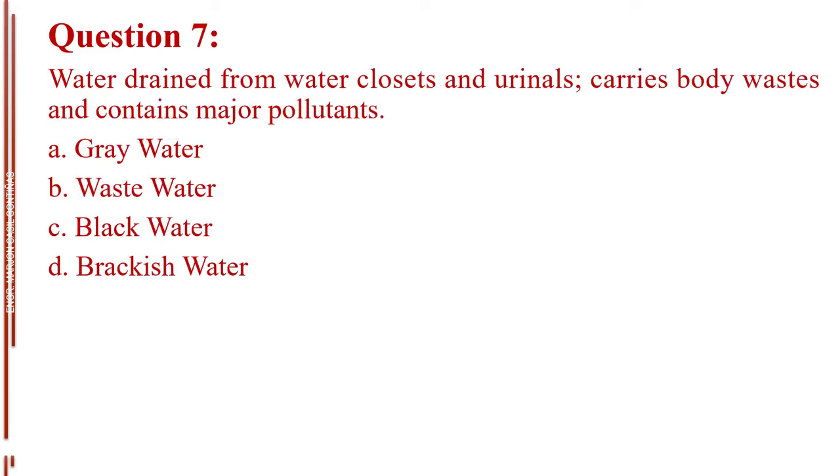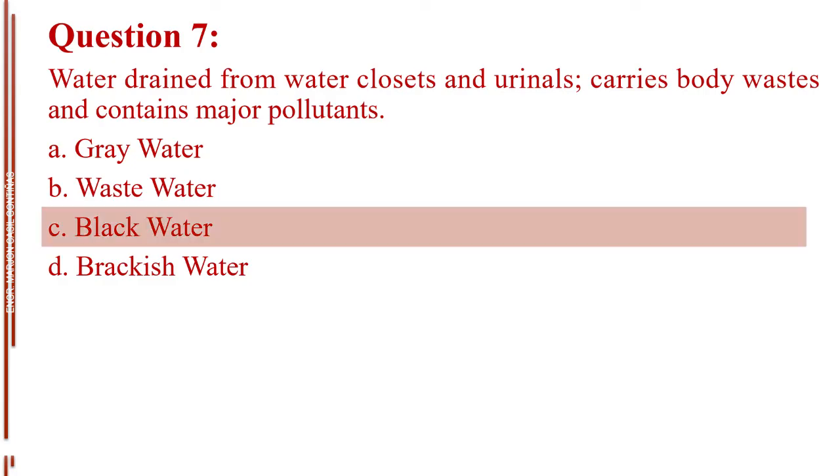Question number 7. Water drained from water closets and urinals carries body wastes and contains major pollutants. Letter A, gray water. Letter B, wastewater. Letter C, black water. Letter D, brackish water. The answer is letter C, black water.